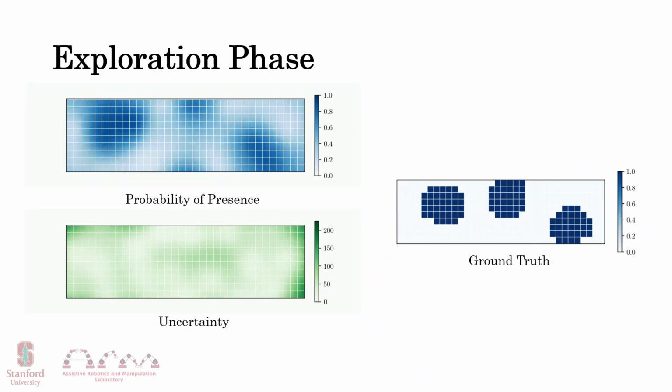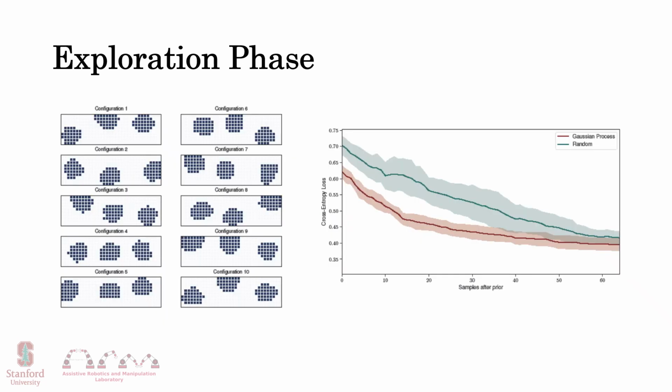Here we can see an example of the progression of the exploration phase. We can see how the probability of presence starts to resemble the actual configuration and how the uncertainty goes down as well. We evaluate the performance of our method against a fully random policy with 10 different configurations of the beads. As we can see, our method in red outperforms the random policy in green.